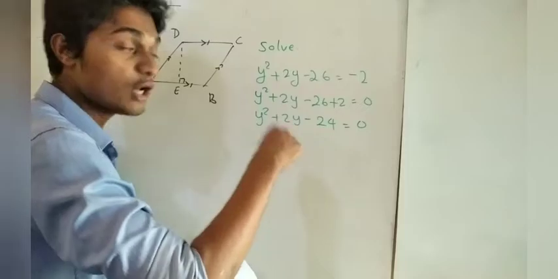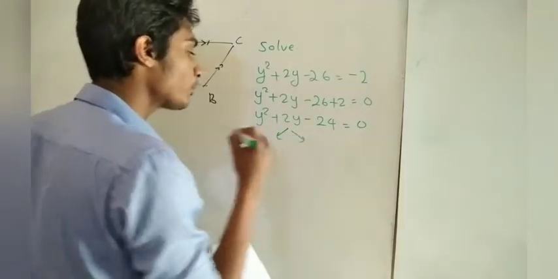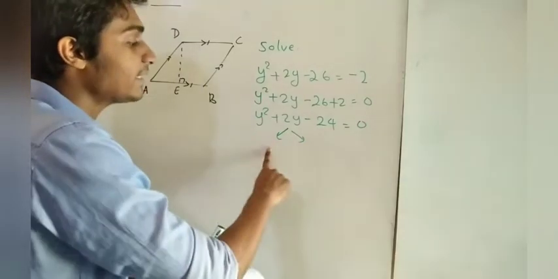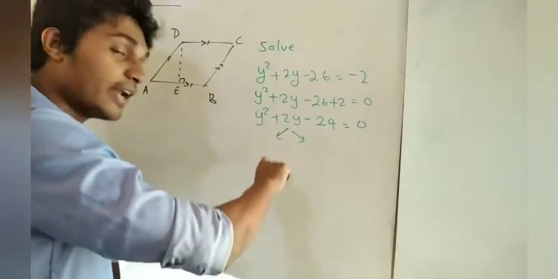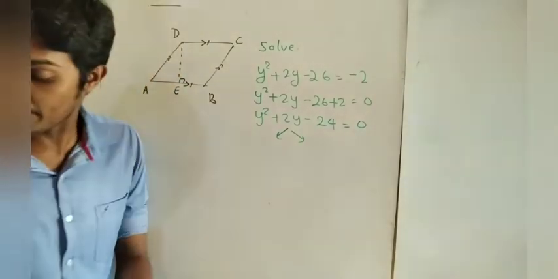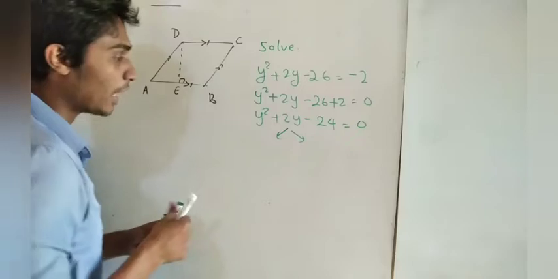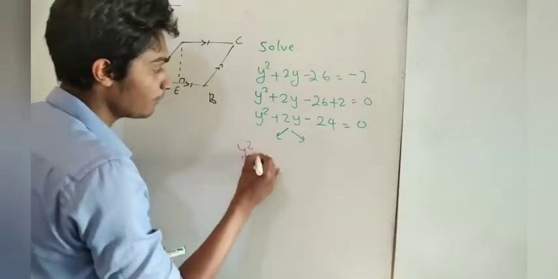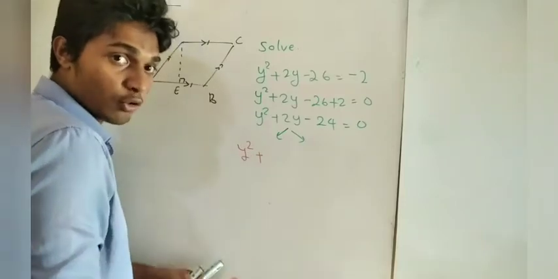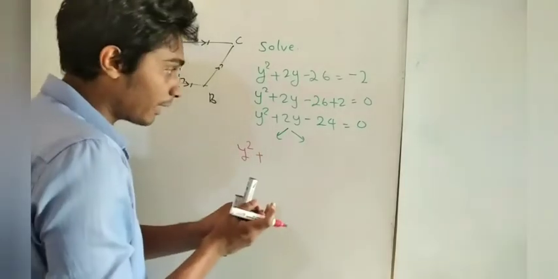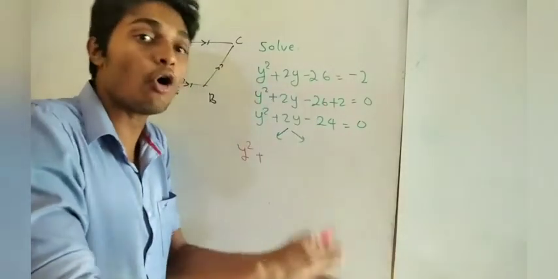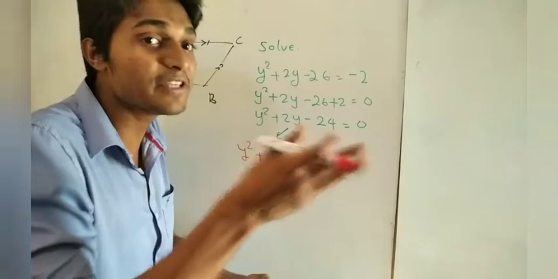In order to factorize this, you have to break the middle term into 2. When I break them into 2, the numbers, when I add them, should make 2y, and when I multiply the coefficients, it should make minus 24, right? So the best numbers are 6 and 4, either 6 minus 4 or 4 minus 6. We have to think which is suitable here.